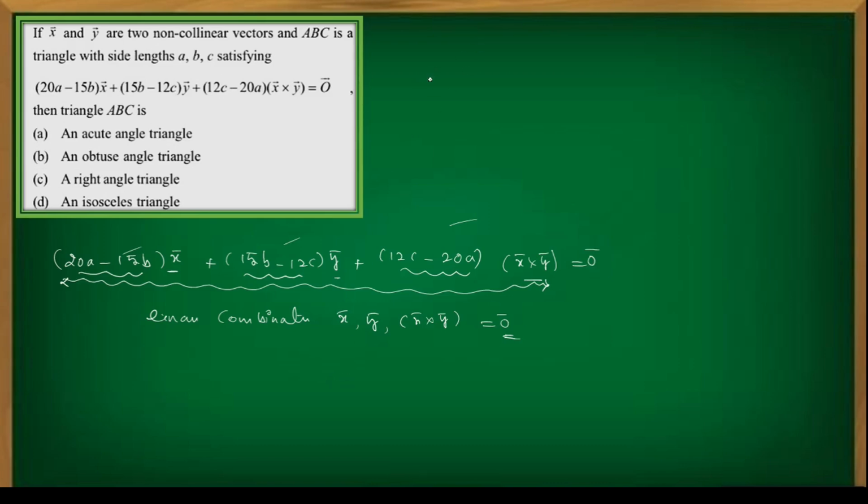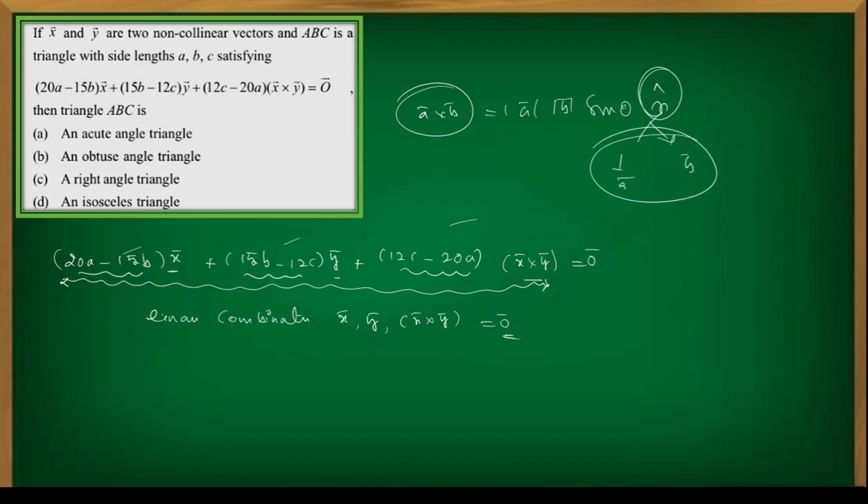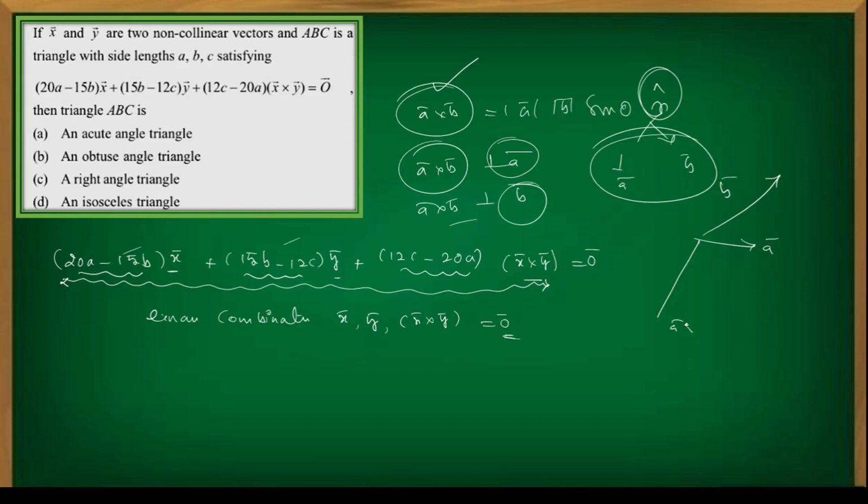Just now I told you that a bar cross b bar is mod a bar mod b bar sin theta into n cap. But what is n cap? n cap is perpendicular to a bar and perpendicular to b bar, perpendicular to both, which is nothing but the a bar cross b bar direction. So a bar cross b bar is perpendicular to both a bar and b bar. If you have a bar somewhere here and b bar somewhere here in the plane of a bar and b bar, and you drop a perpendicular to that plane, that will be a bar cross b bar.